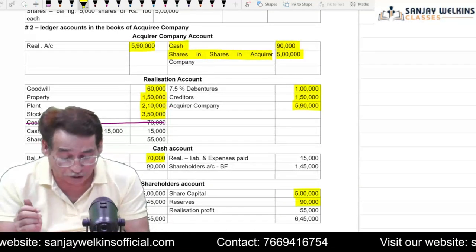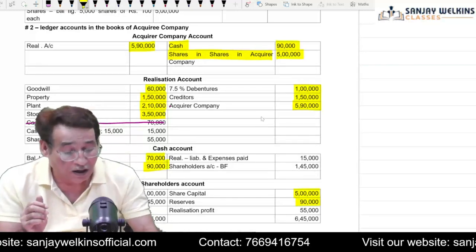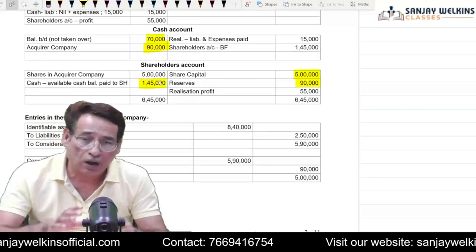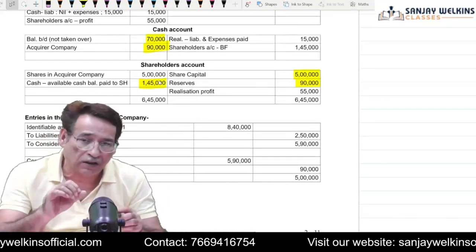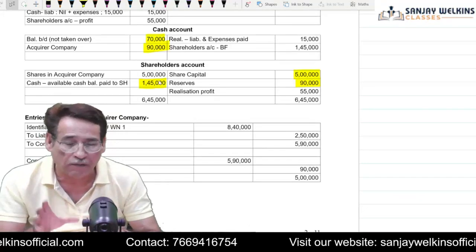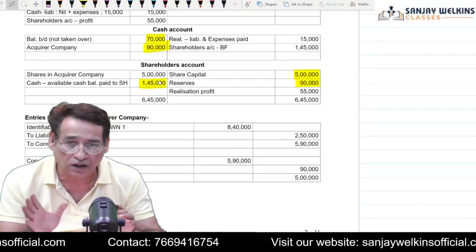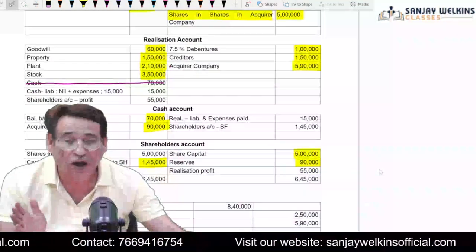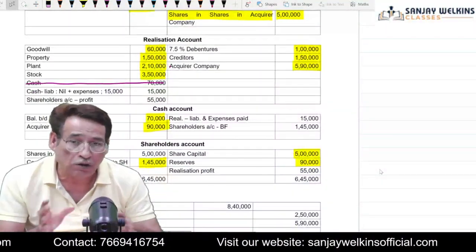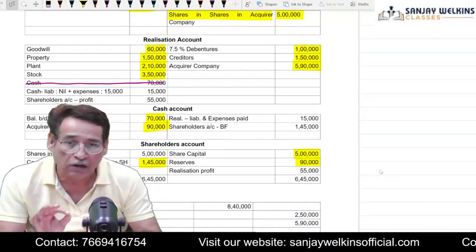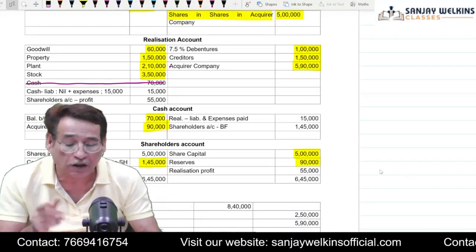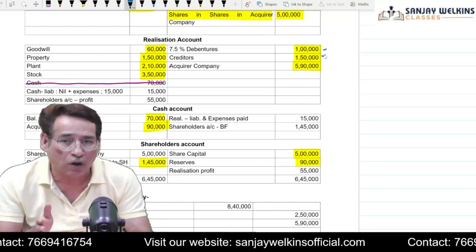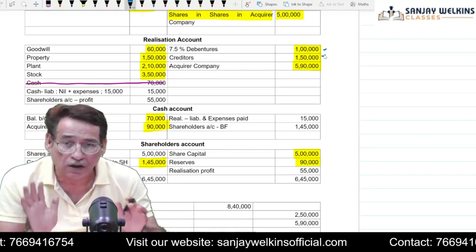Now cash will be posted to the debit side of the cash account and shares will be posted to the debit side of shareholders account. Whatever other forms of payment there are besides cash, you are going to put them on the debit side of the shareholders account. Is it clear to you or not? So now this part is also over. After that, we generally look into whether there is any liability which hasn't been taken over. In this particular question, there is not a single liability which hasn't been taken over. All the liabilities have been taken over. Is it clear to you?